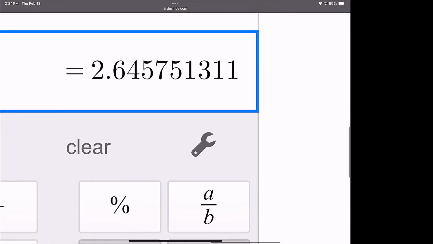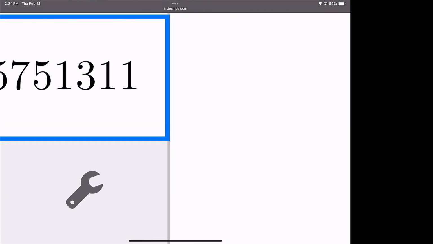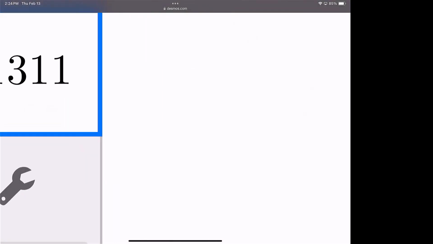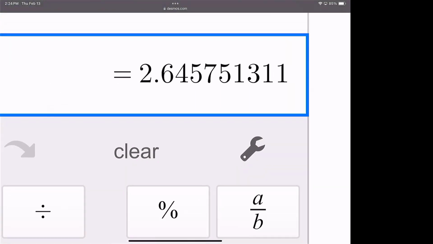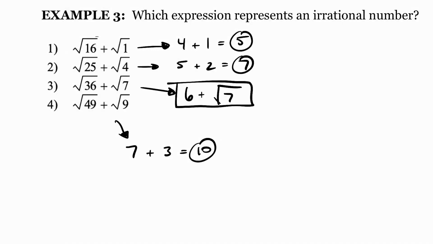So the square root of 7 is that. That doesn't repeat. And again, it looks like it terminates after the 1 there, but it really doesn't. The calculator just stopped writing it. Okay? So that one is going to be my irrational. That one gives me irrational.